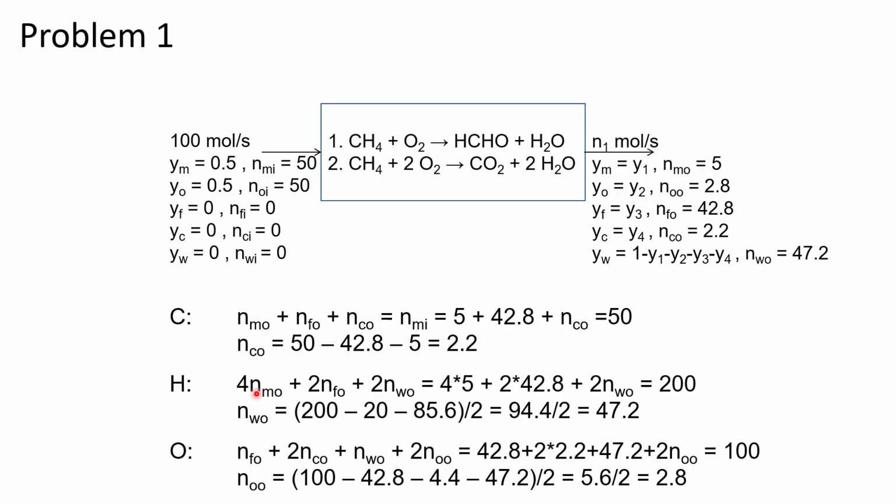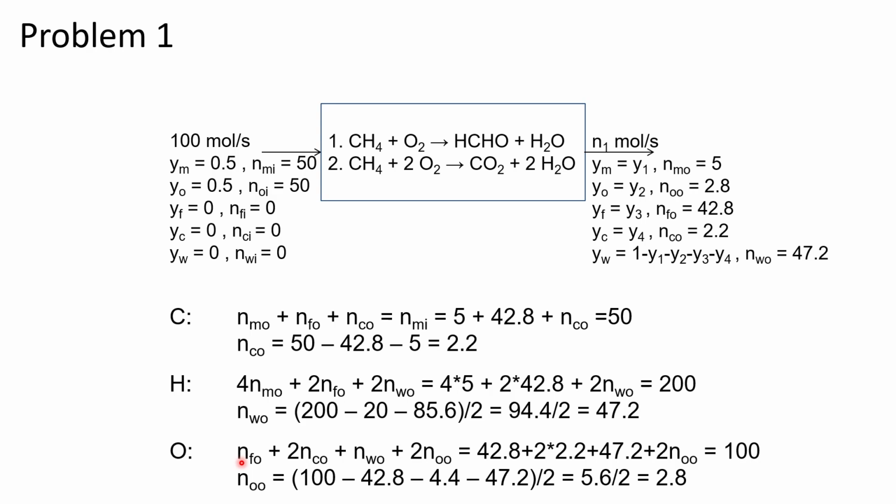Let's move on to the hydrogen balance. This is the total amount of hydrogen that comes out. We can calculate this as 4 times the flow rate of methane, which we now know is 5, plus 2 times the flow rate of formaldehyde, which we now know is 42.8, plus 2 times the flow rate of water, which we don't know. We set that equal to the flow rate of hydrogen coming in, which we're able to calculate as 200. This gives us an equation we can solve for the flow rate of water out. We'll go through the details of that algebra, but you should find that the flow rate of water coming out is 47.2.